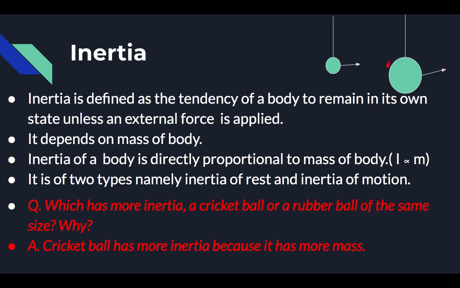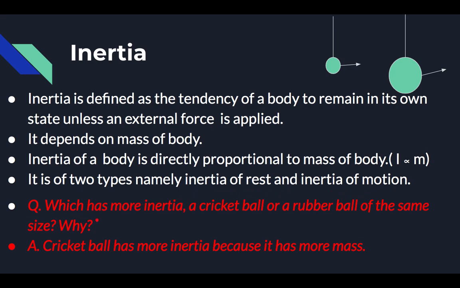Of course, the bigger sphere. Why? Because it has more inertia of motion, meaning it tends to be in motion more than this sphere. So to stop it, we have to apply more force. Since it has more mass, it has more inertia; less mass, less inertia. So between inertia and mass, we can see they have a similar relation. That's why this relation is called directly proportional. It is of two types, inertia of rest and inertia of motion, which we'll be discussing in the next slide in detail.